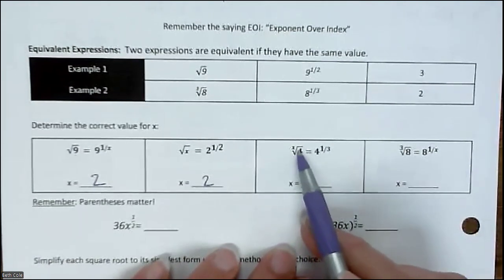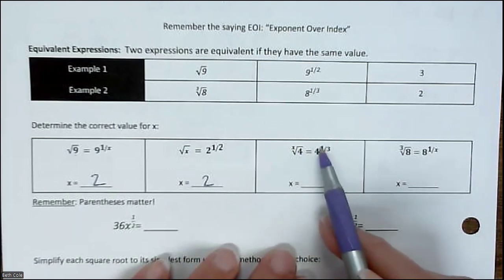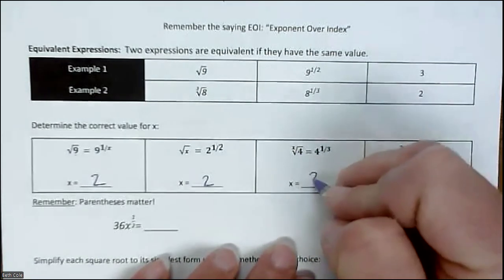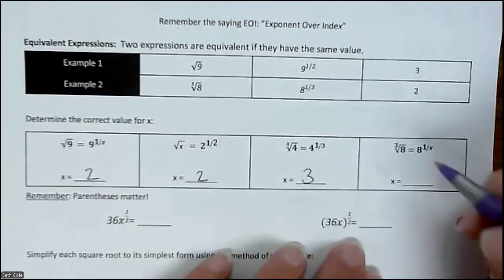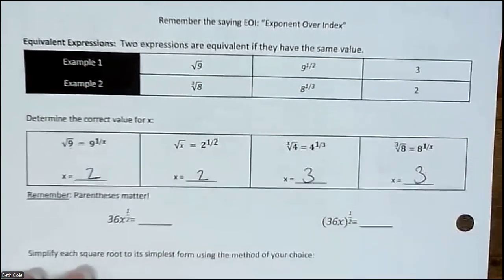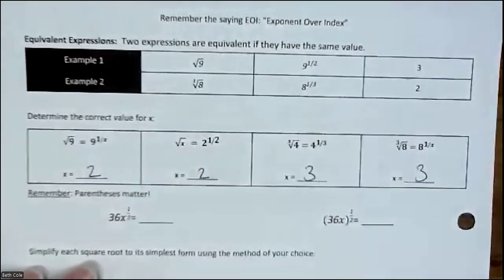Good. Do you see how that little x is right there? If it's to the 1/3 power, it would be a cube root. So that index is going to be 3. And same thing with this one. All you have to know is 1/2 is square root and 1/3 is cube root. That's really it. That's kind of the whole lesson.